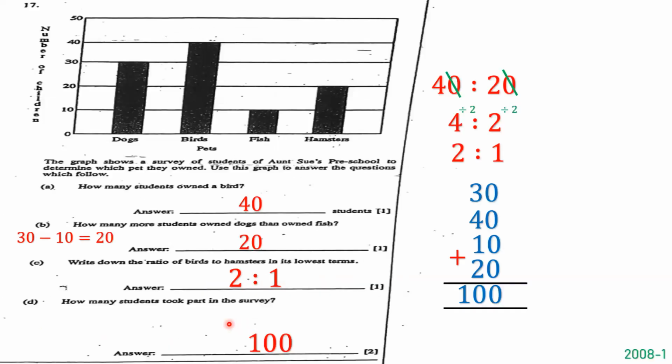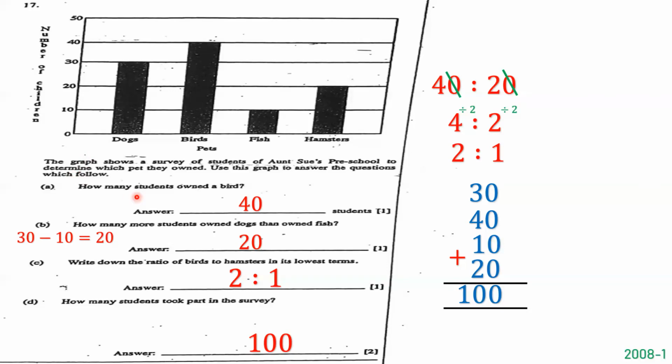Okay, let's move on to the next question. Here, on the x-axis we have the pets, and on the y-axis we have the number of children. So the pets that we have are dogs, birds, fish, and hamsters. It says the graph shows a survey of students of Aunt Sue preschool to determine which pet they owned. Use this graph to answer the questions which follow.